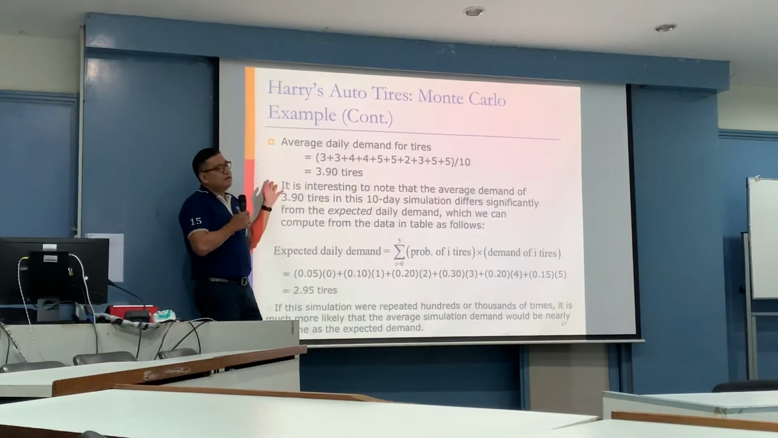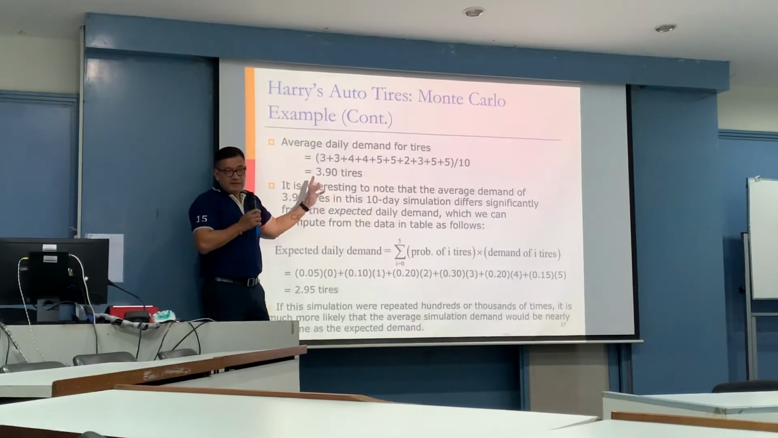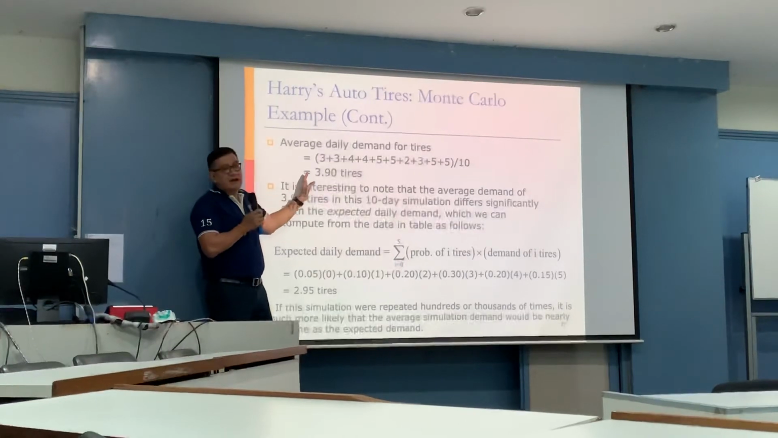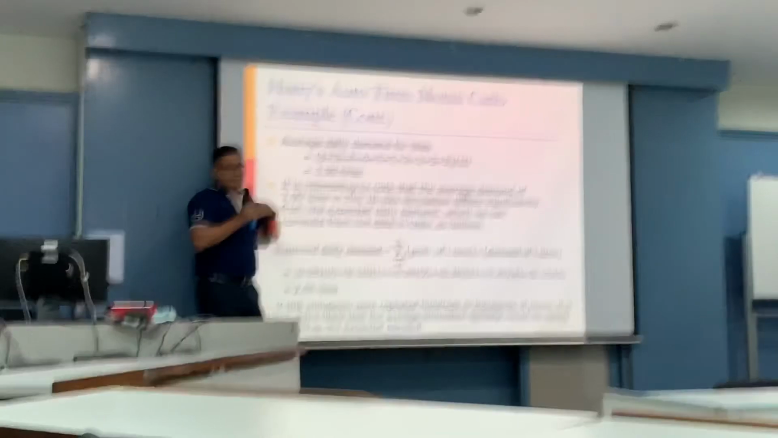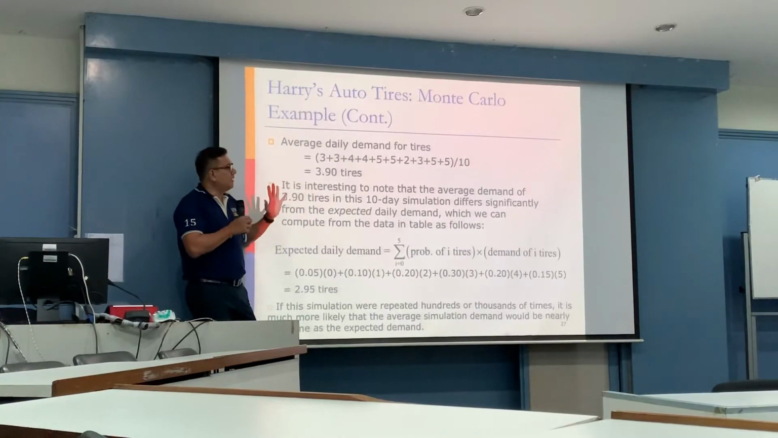I try to calculate the average value. I have 3.9. Okay, we have 3.9. This is the average daily demand from the simulation, that we select, the 10 numbers from the first column.